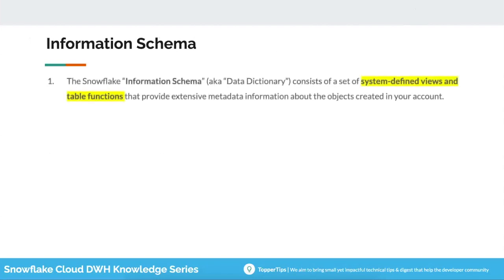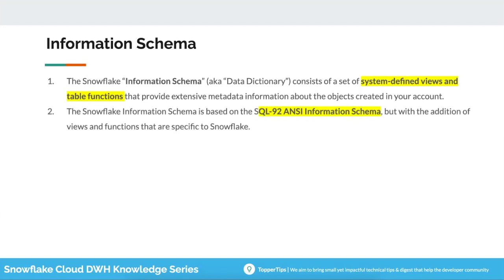Let's talk about information schema. The Snowflake information schema, also called a data dictionary, consists of a set of system-defined views and table functions that provide extensive metadata information about the objects created in your account. The Snowflake information schema is based on the SQL 92 ANSI information schema, but with the addition of views and functions that are specific to Snowflake.